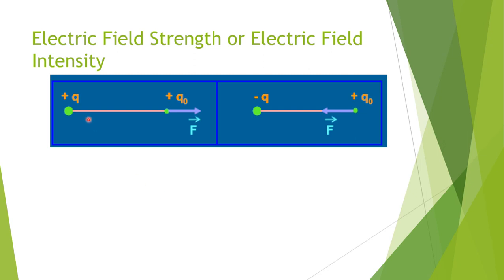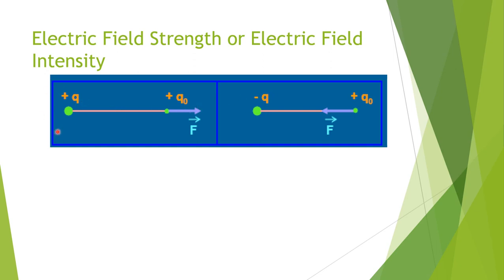So let us consider this case. Here this plus Q is our source charge. Instead of capital Q we have a small Q only, no need to get confused. This is our source charge. Notation we can use according to our wish. And this is our test charge. This Q naught is our test charge. So here we have used test charge as Q naught and source charge as Q.